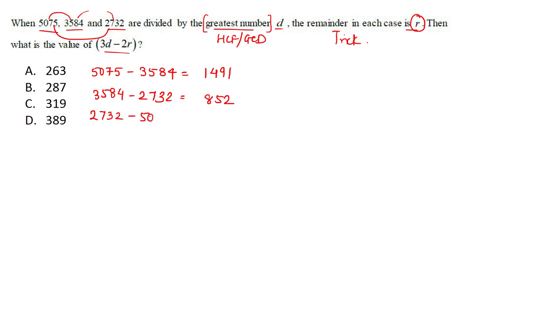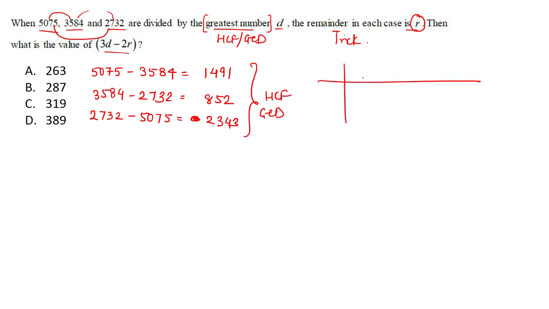2732 minus 5075 is going to give you minus 2343, but we have to ignore the negative sign. Now we have to find the HCF, or GCD, of these three numbers. Let us try to find it out. 1491, 8852 and 2343. Now all of them are divisible by 3.